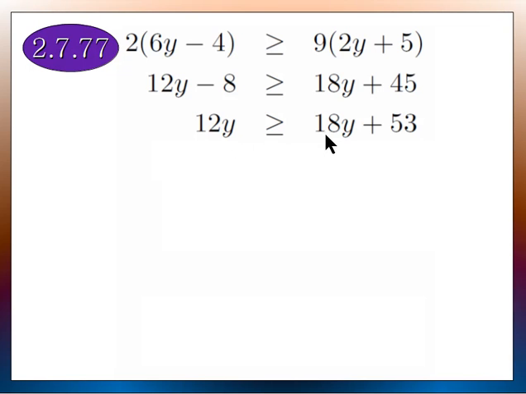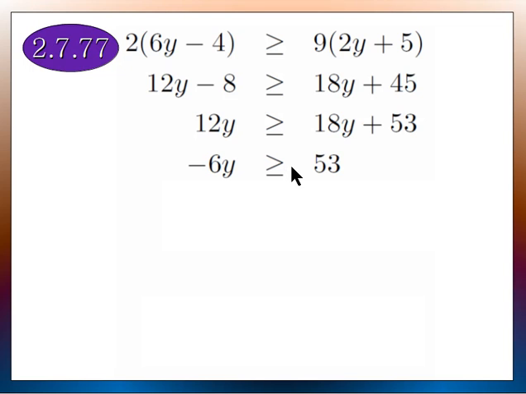Okay, next I want to get this 18y over on the left so that I have just variables on the left and just numbers on the right of this inequality symbol. So I'll subtract 18y from both sides. Of course, over on the right, the 18y minus 18y is nothing. That part goes away. That was the point. Over on the left, 12y minus 18y gets me to negative 6y. Greater than or equal to just comes straight down.